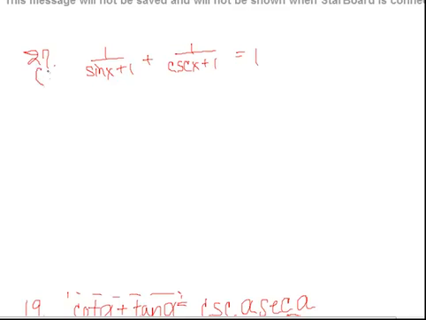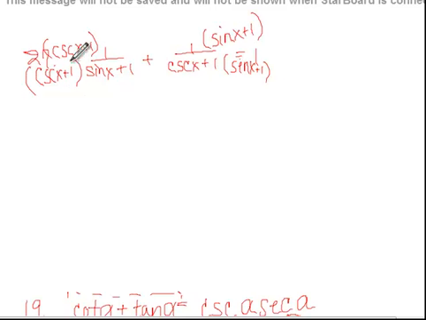So I'm going to need cosecant of x plus 1. And then over here, I'm going to do sine of x plus 1. But then, sorry, I should have done this before. Whatever you do to the top, you have to do to the bottom. Okay. So here, I have cosecant of x plus 1 on the top, plus, and then over here I have sine of x plus 1 on the top. And then on the bottom, we're going to actually have to FOIL this out.